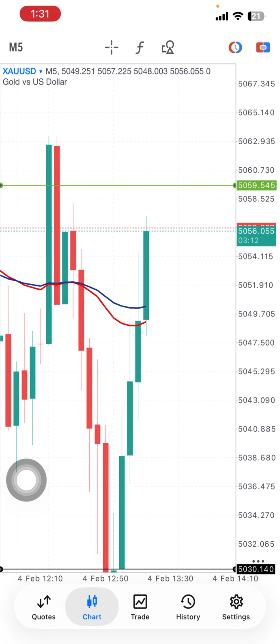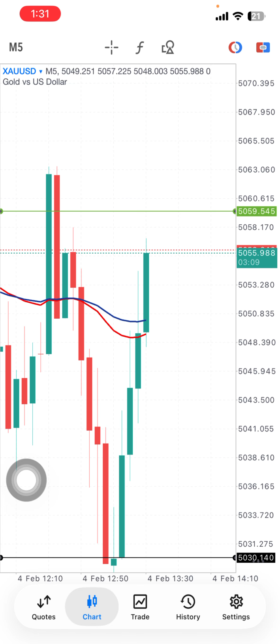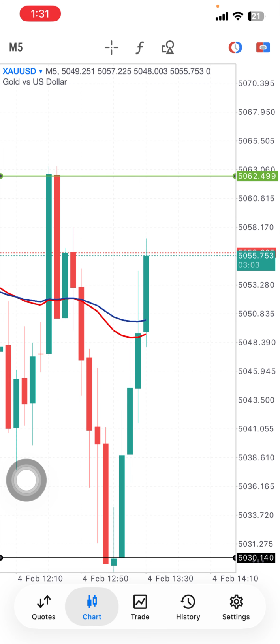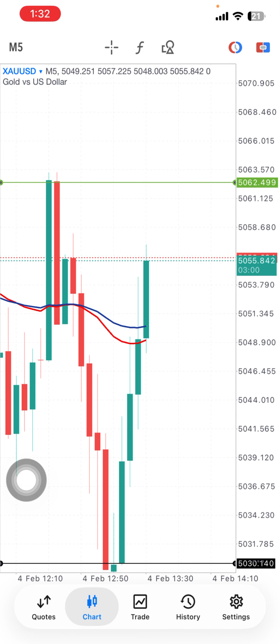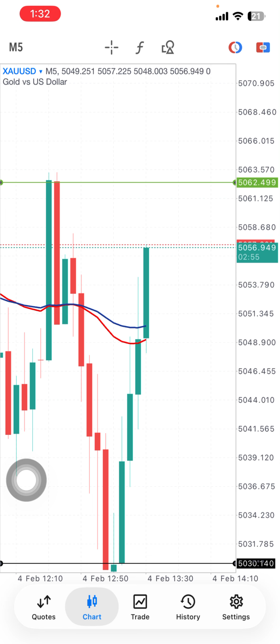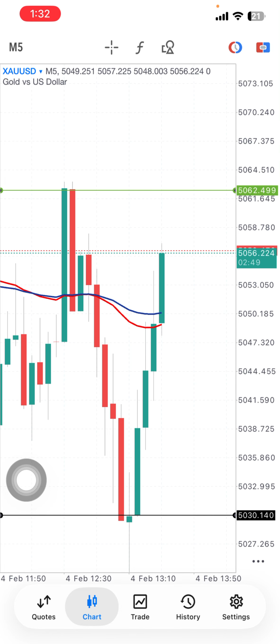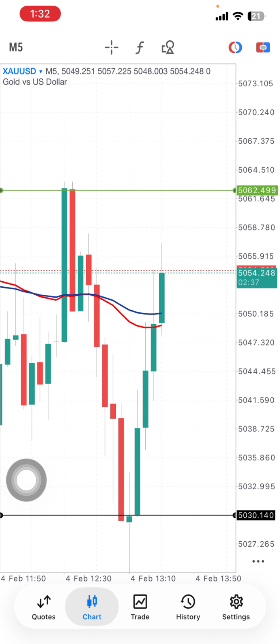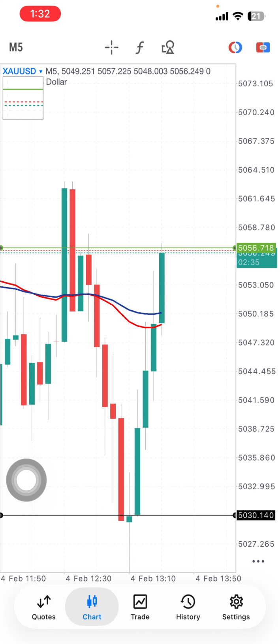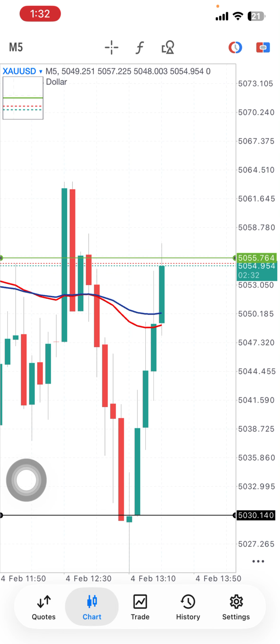We can even extend our TP to somewhere 5,062. But currently the market is almost at our TP. So let's see what is going to happen. You see what is happening? We've made a lot of pips, a lot of profits. And then let's continue to watch. We are seeing this current rejection here because of this particular resistance the market created in the 5 minutes.